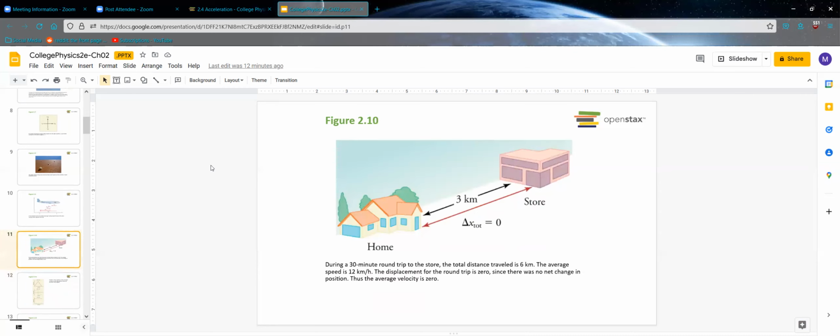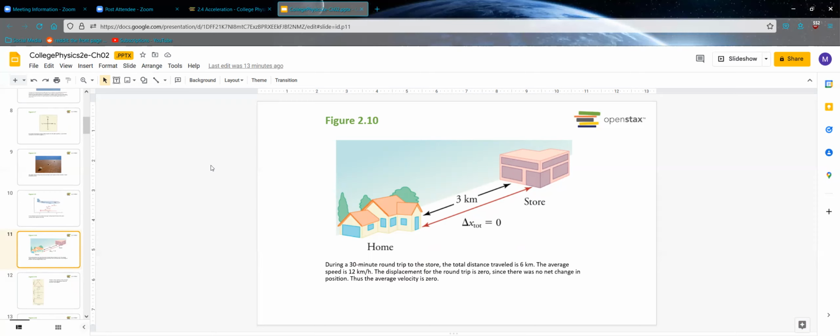Going back here, during a 30-minute round trip to the store, a total distance traveled of 6 kilometers. The average speed is 12 kilometers per hour. The displacement of the round trip is 0 since there's no net change in position. Thus, the average velocity is 0. That sentence is sort of, it makes sense in physics, doesn't make sense in real world sort of things, right?